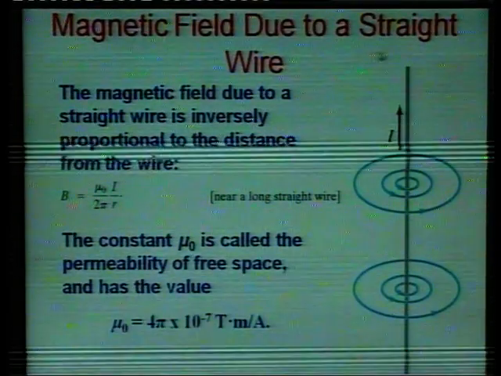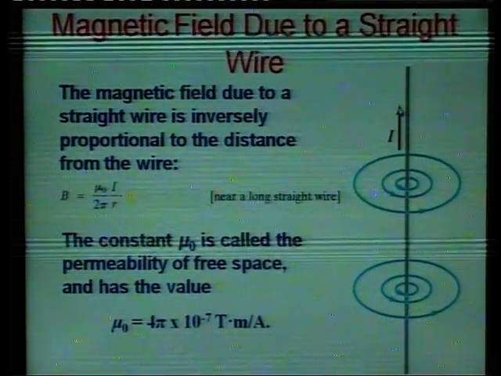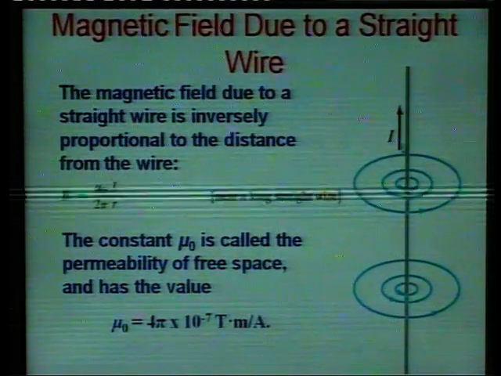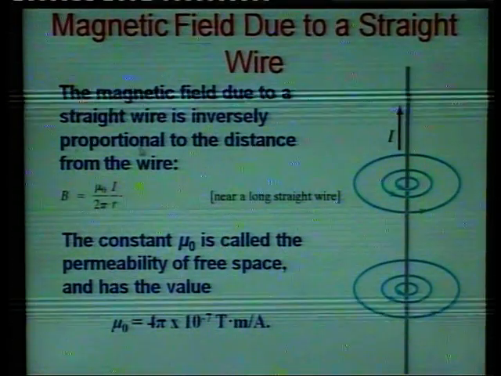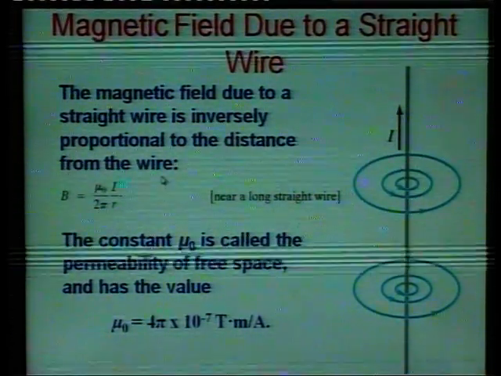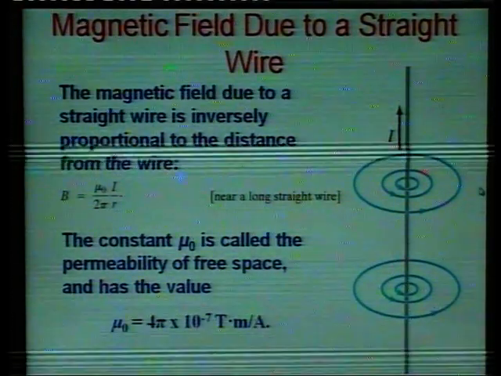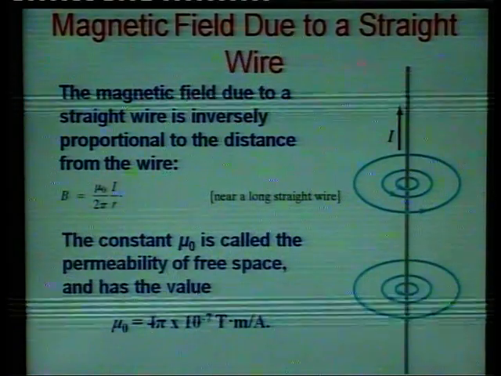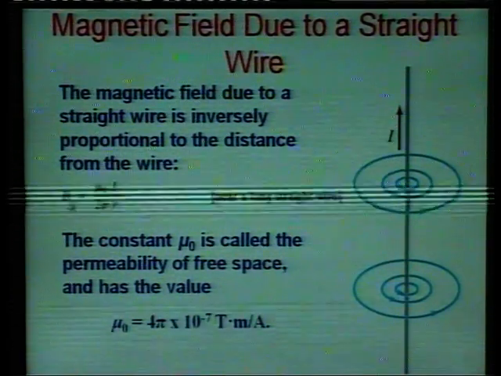Magnetic field due to a straight wire: a current carrying conductor develops a magnetic field around it. The magnetic field due to a straight wire is inversely proportional to the distance from the wire. As you move away from the wire, the strength of the magnetic field keeps decreasing. We can calculate this magnetic field B with this formula.